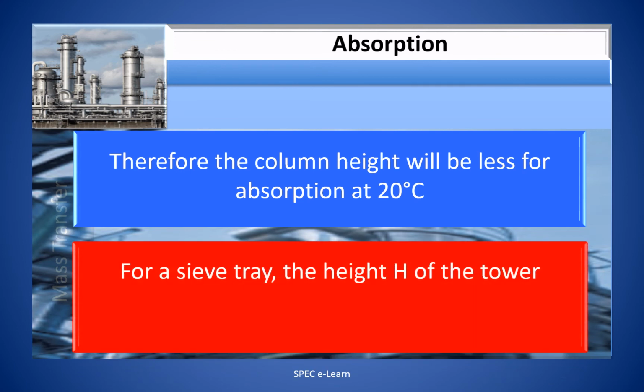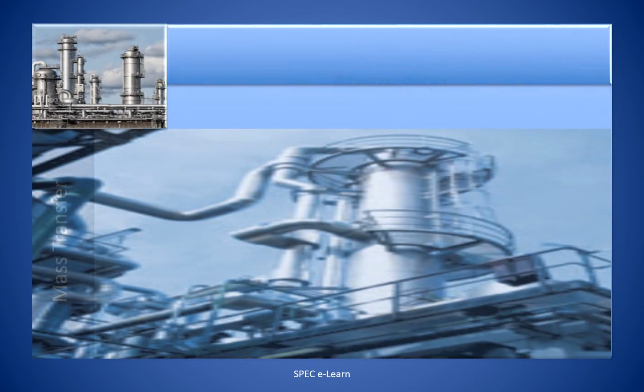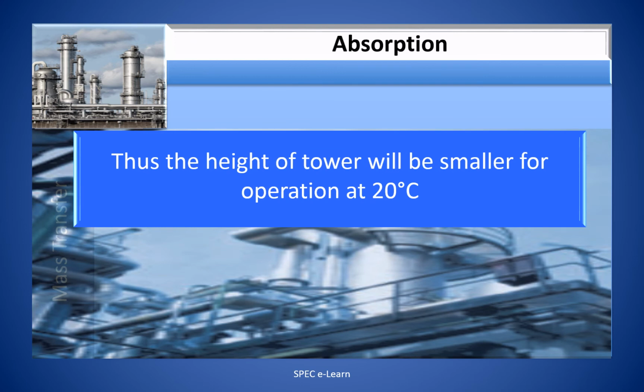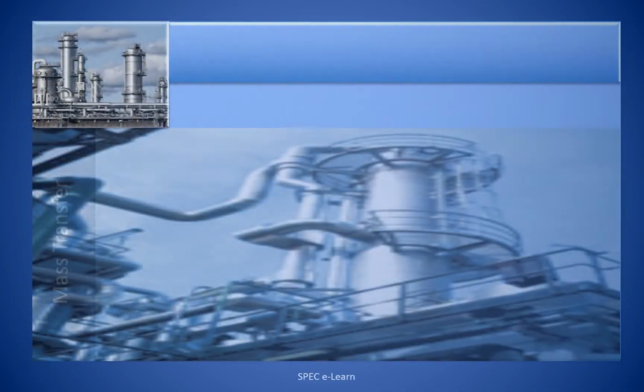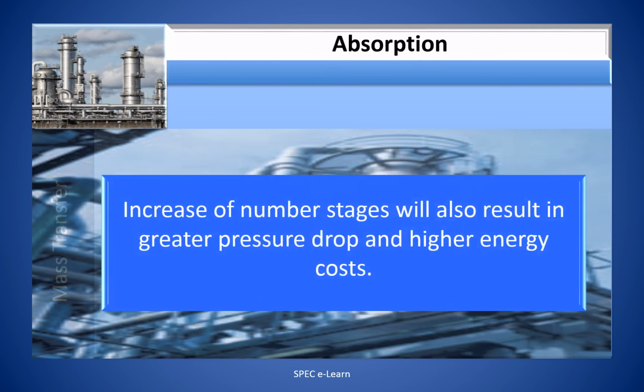For a sieve tray, the height of the tower H is equal to number of theoretical stages into tray spacing. Thus, the height of the tower will be smaller for operation at 20 degrees centigrade. Hence, the cost of the tower will be lower. Increase of number of stages will also result in greater pressure drop and higher energy cost.